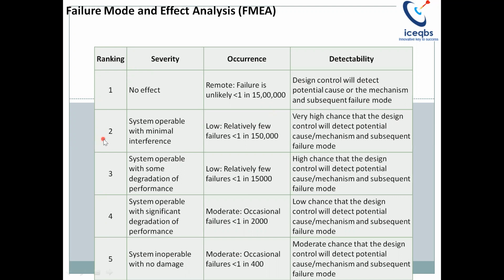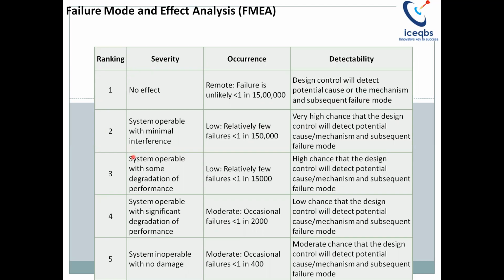So 2 means the system is operable with minimum interference. You know that there is a problem, but say a particular machine is running, I will give a severity rating of 2. Say I'm talking about the design of a particular o-ring. Even if that o-ring fails, there will be some problem, but I'll be able to continue to run the machine with minimum interference. Maybe every 2 or 3 hours I'll have to stop the machine for 2 minutes, but I'll be able to continue. If that is the case, then I give a rating of 2.